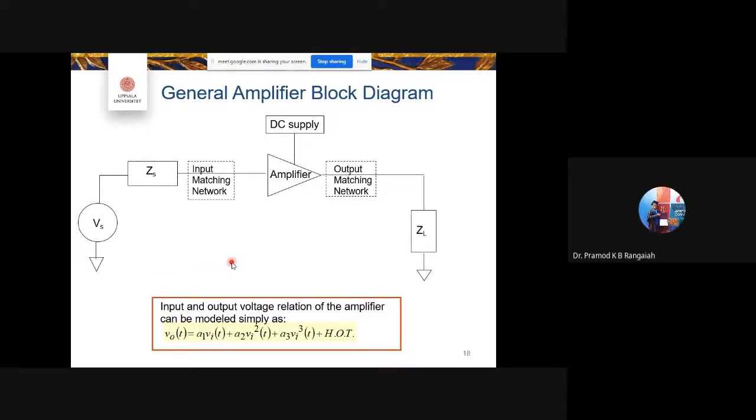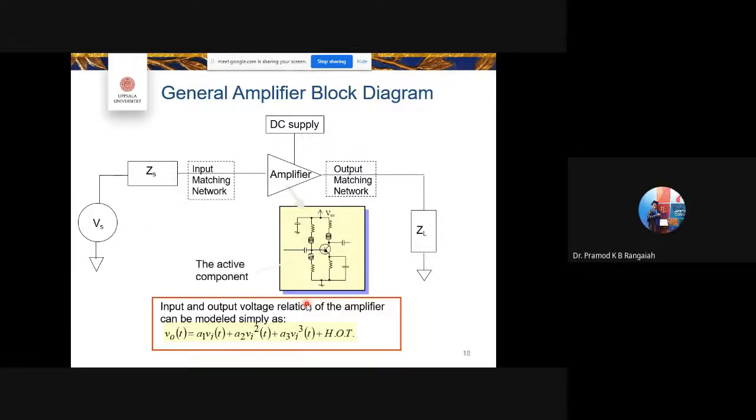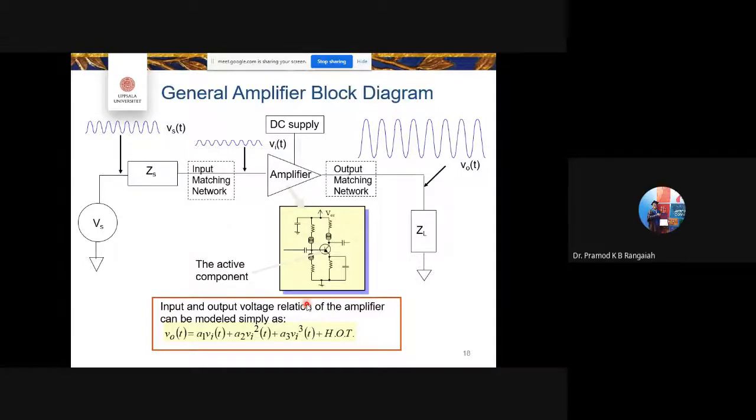Then we have to think about the input and output voltage relationship, and consider the exponential functions of our input voltage with respect to output, like harmonics and other things. So this is a simple amplifier circuit, and then we have to consider input and output matching. When you give the input voltage and, after matching, it will give a very good signal, which is appropriate for the amplifier. Then an amplified wave will come at the load. So this is about the general block structure.